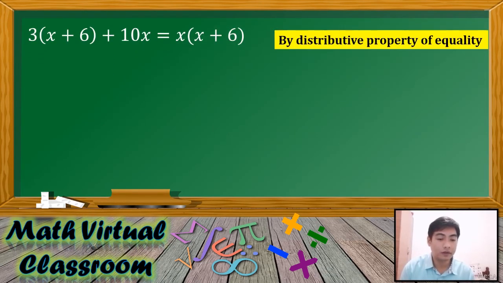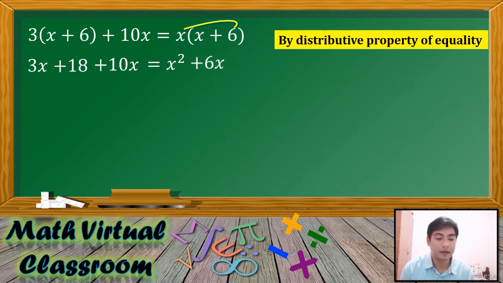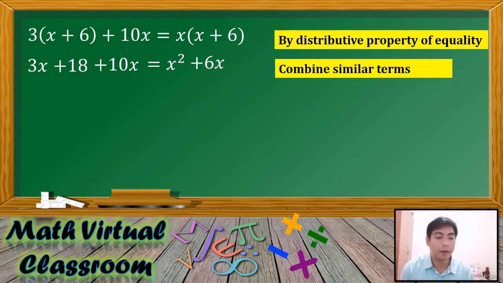Let us continue solving. So by distributive property, 3 times x is 3x. 3 times 6 is equal to positive 18. We rewrite 10x, so plus 10x equals x times x, x squared. x times 6 is positive 6x. Now let us combine similar terms. So we are going to add 3x and 10x, and that would give us 13x. So rewriting the equation now, that would be 13x plus 18 equals x squared plus 6x.